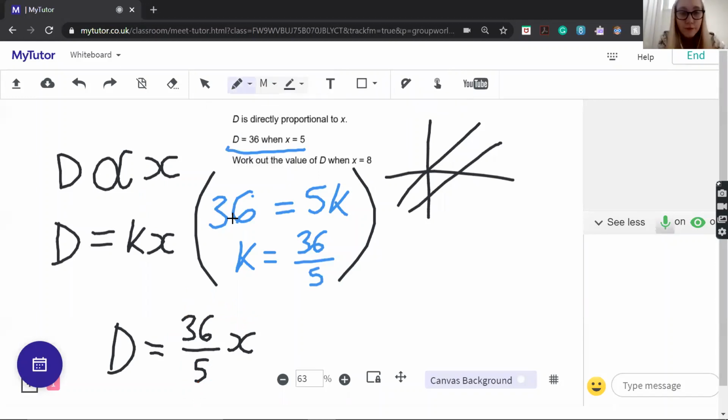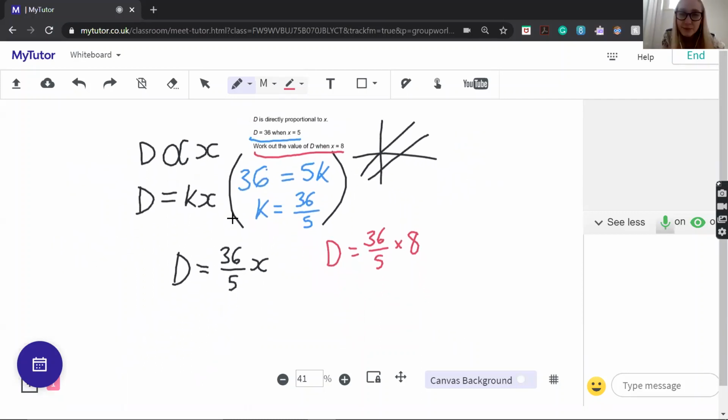And now look at the actual bit of the question here, which says work out the value of D when X equals 8. And now it's just become kind of a formula question. Well, D when X equals 8 just means putting X equals 8 into this equation. So instead of times X, we write times 8.